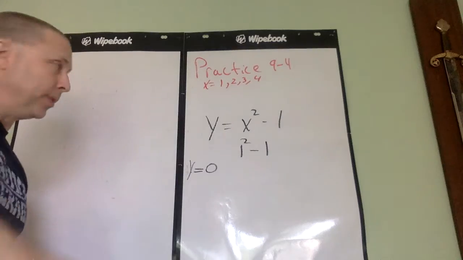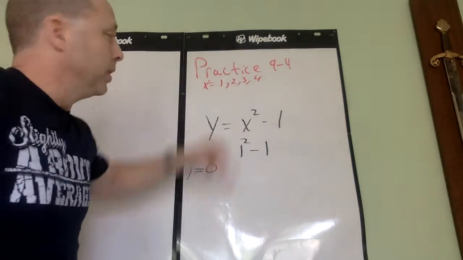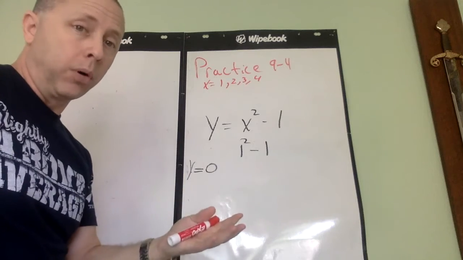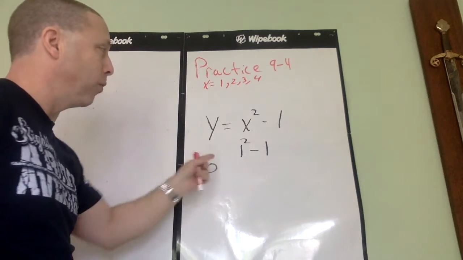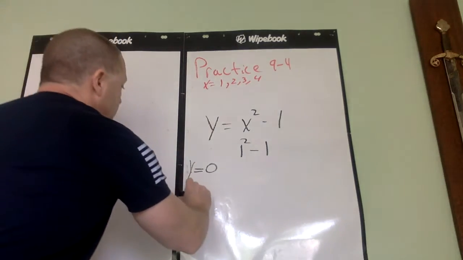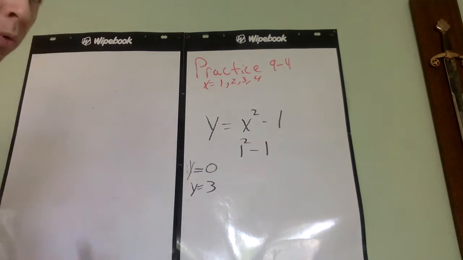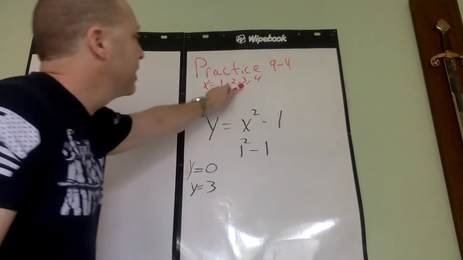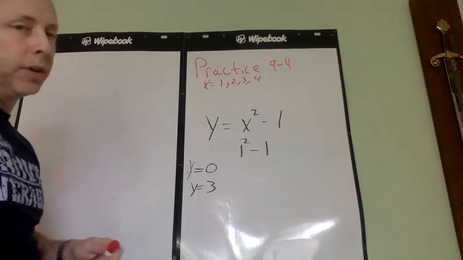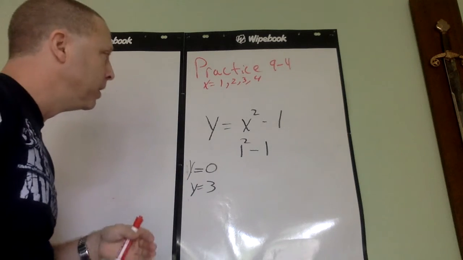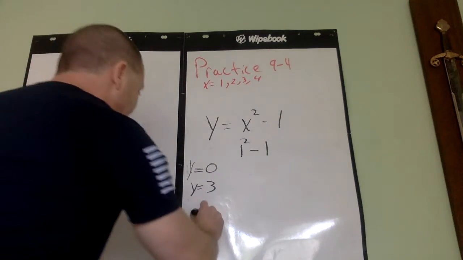So let's go a little farther with this. Plug the 2 into that spot. 2 squared, that's 2 times 2, would give me 4. Then I would have 4 minus 1, and y would equal 3. You with me so far? Let's do one more piece of this. Let's make it 3. 3 squared is going to be 9, because 3 times 3. And 9 minus 1 gives me 8.